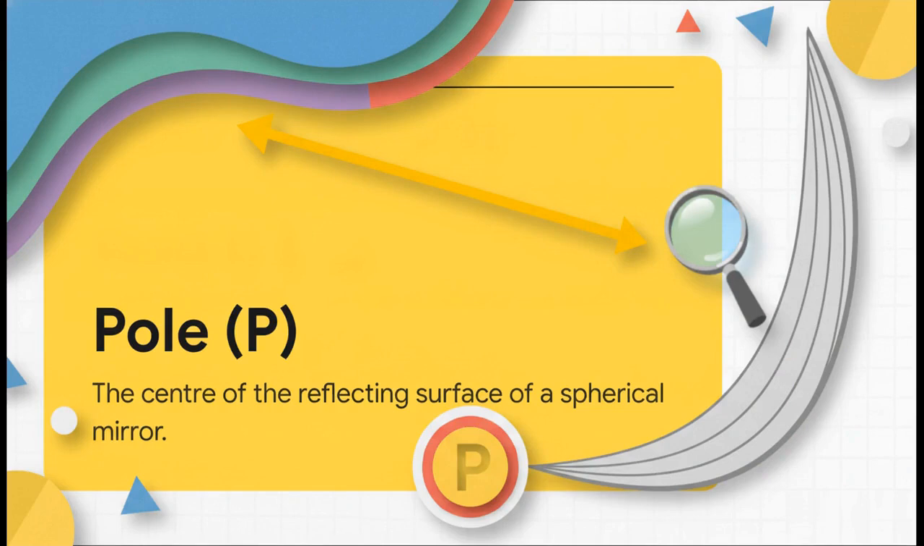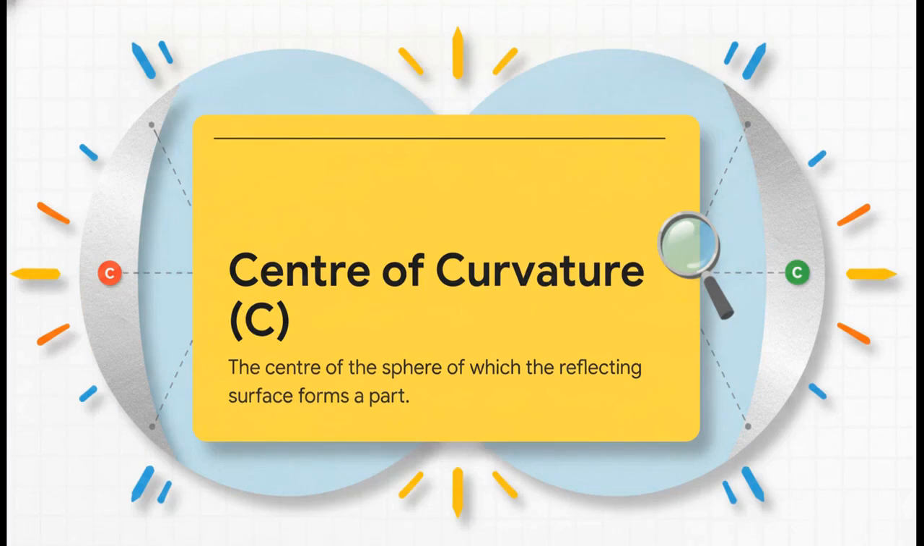And let's start right on the surface of the mirror itself. The exact geometric center of that reflecting surface is a point we call the pole. We just represent that with the letter P. You can think of this as our starting line, the anchor point from where we'll measure, well, pretty much everything else. Next up is the center of curvature, which we mark as C.